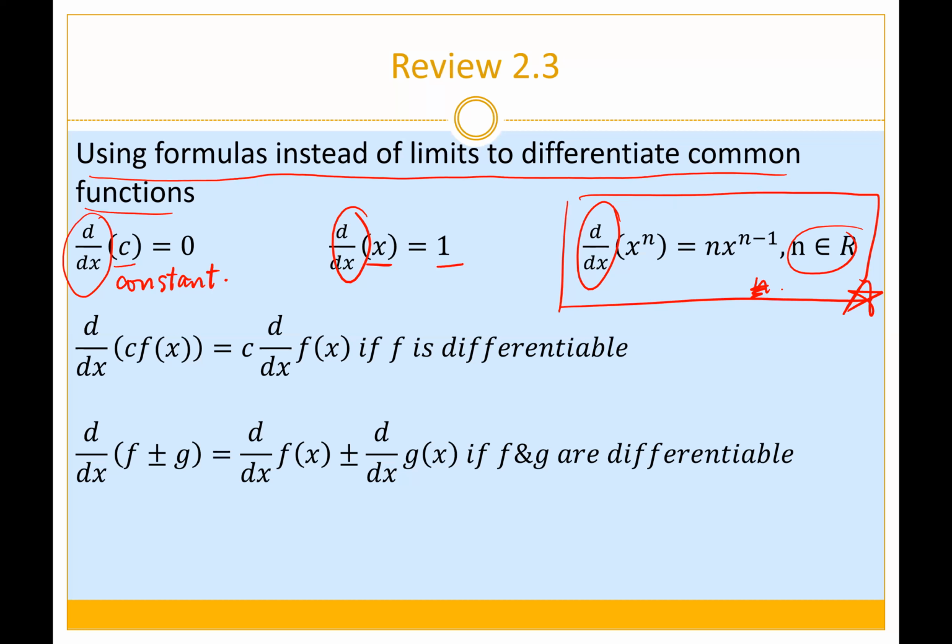And so we have the derivative of a constant multiplied by f(x), so a scalar multiple of f(x), which is going to be that constant multiplied by the derivative of f(x). So in this step, we take the constant out. If f is differentiable, this is very important, because if f is not differentiable, we don't even have the term d over dx here.